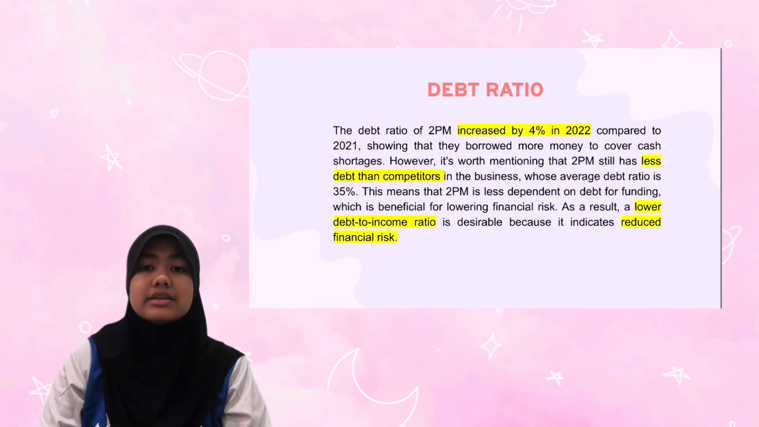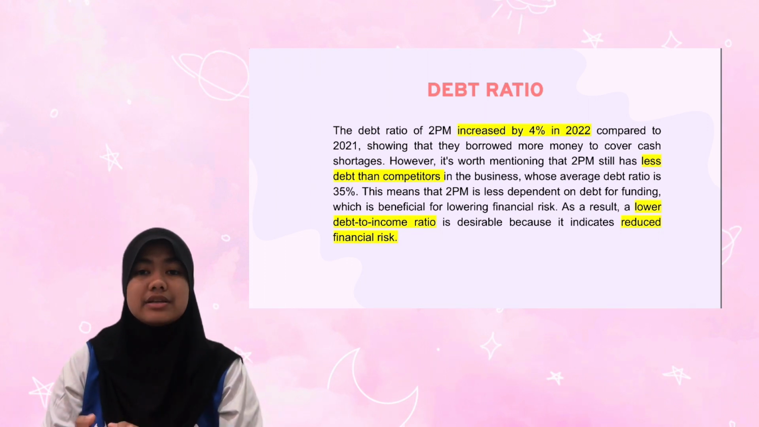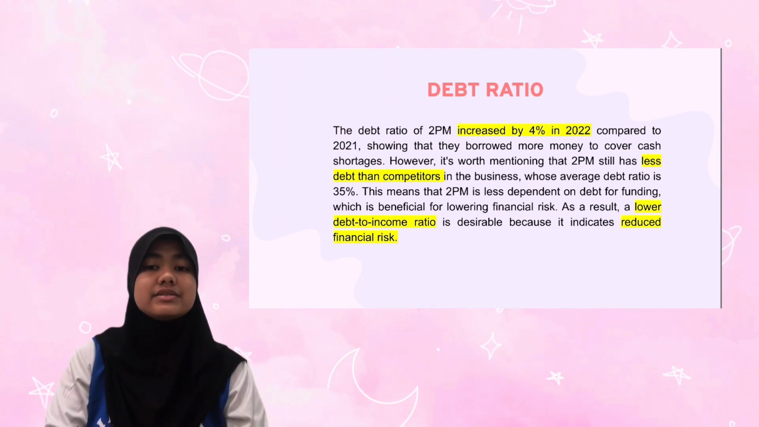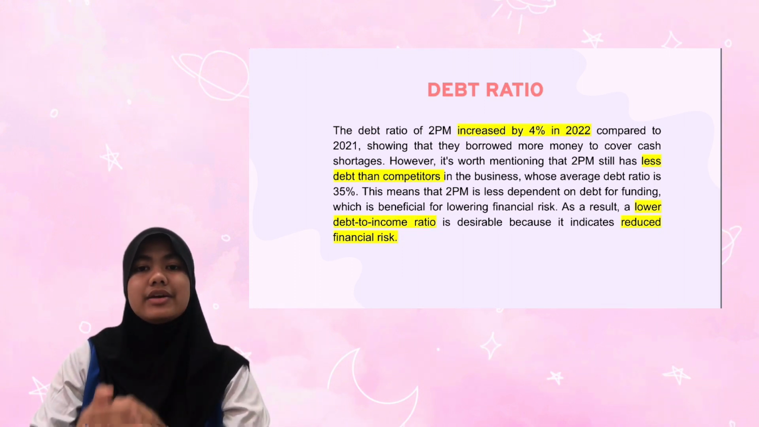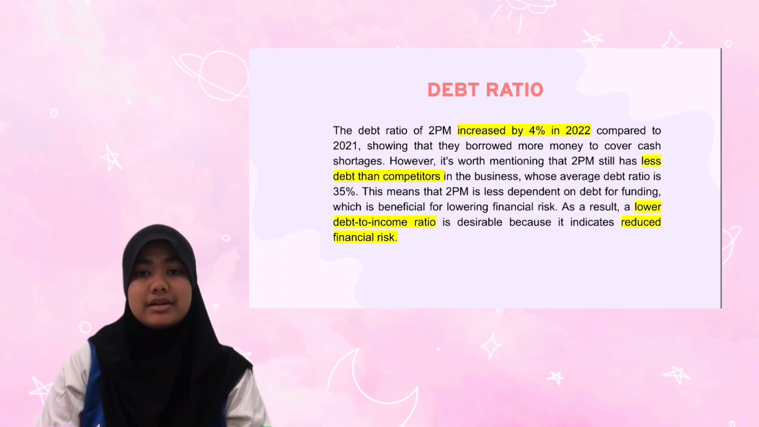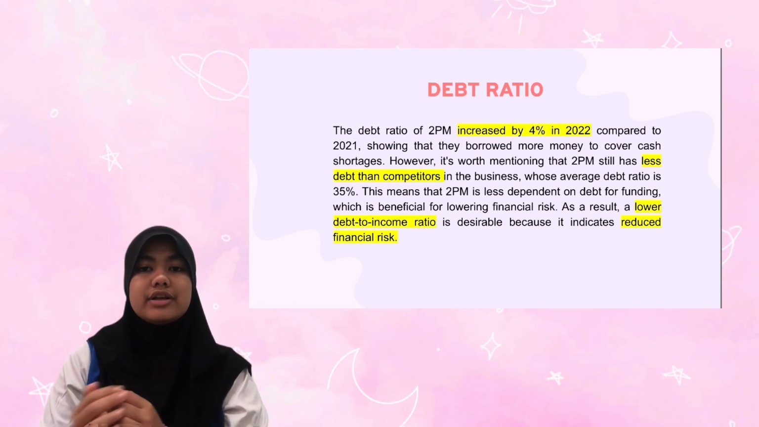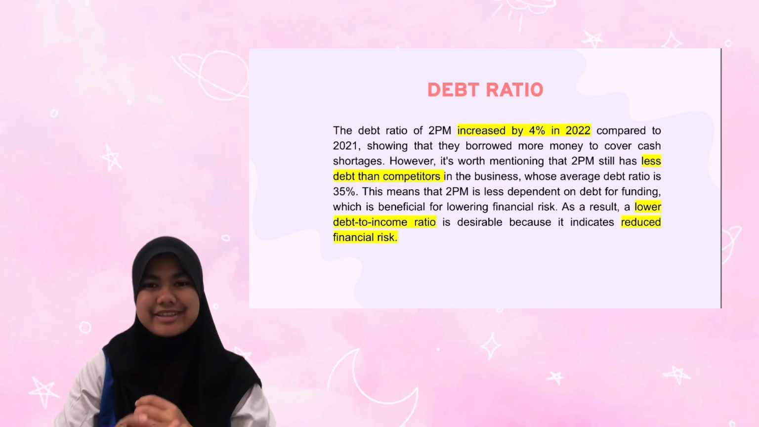The good thing is that the ratio above shows that 2PM still has lower borrowing debt than its competitors because the industry average is 35%. From a risk viewpoint, this shows that the company relies less on debt funding than its competitors in the sector. Thus, a lower debt to income ratio is preferable because it suggests a lower level of financial risk.